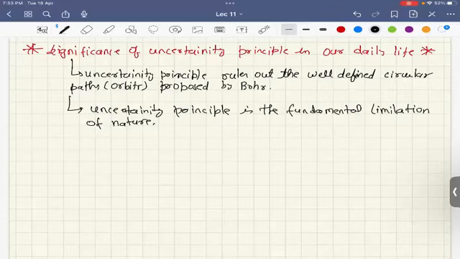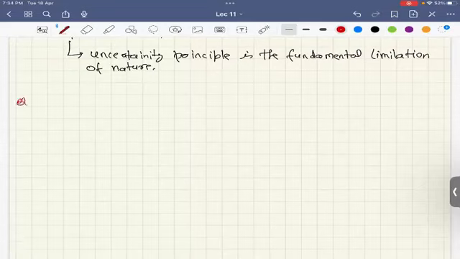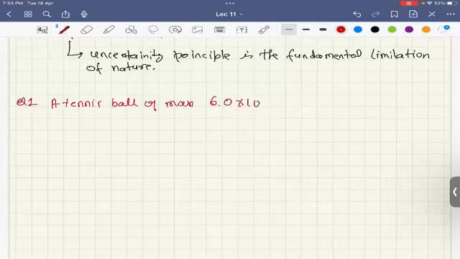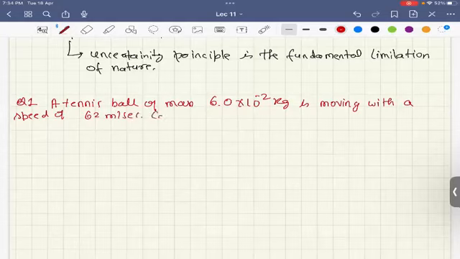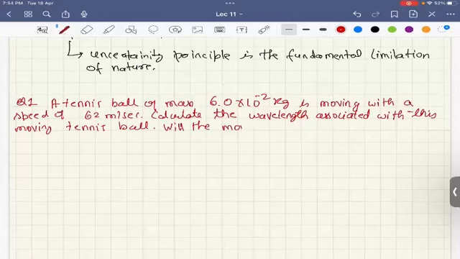Now we are going to solve a couple of sample examples. The first question is: a tennis ball of mass 6.0 × 10^-2 kg is moving at 62 meters per second. Calculate the wavelength associated with this moving tennis ball. The second question is, will the movement of this ball exhibit a wave character?